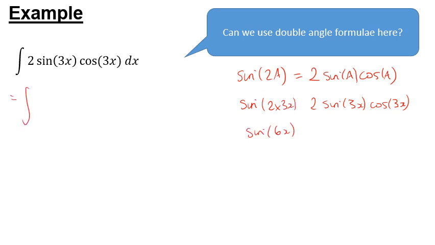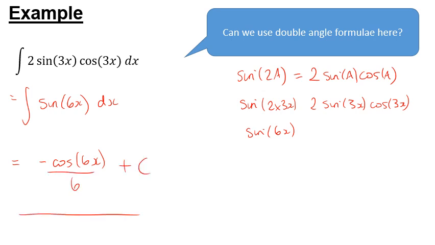So this is the same as the integral of sine of 6x, which of course is very easy to work out. When we integrate sine, we get minus cos, so minus cos of 6x. We divide by the differential of 6x, and then we put our plus c. So my advice is to know your double angle formulae really well, try and memorise them. The more you see them, the more they'll stick in your mind, and then you might spot that sort of trick in this sort of question.